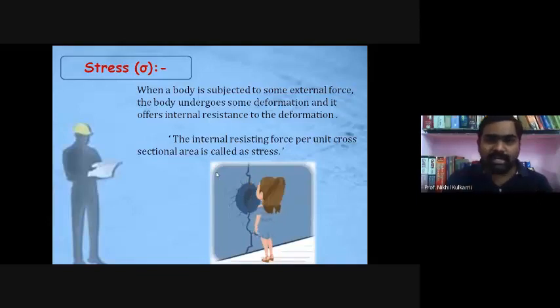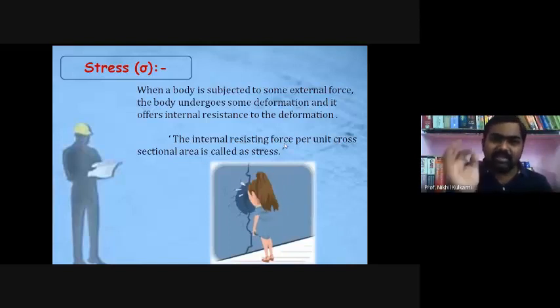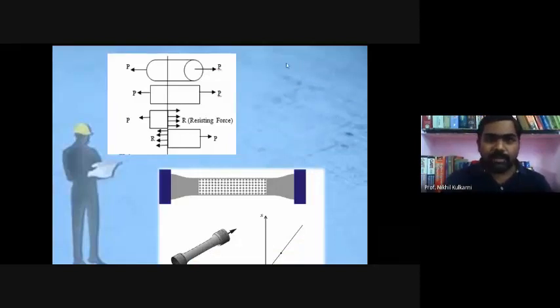So I will read that definition then. When a body is subjected to some external force, the body undergoes some deformation, and it offers internal resistance to the deformation. So that internal resisting force offered per unit cross-sectional area is called stress. We will see further.